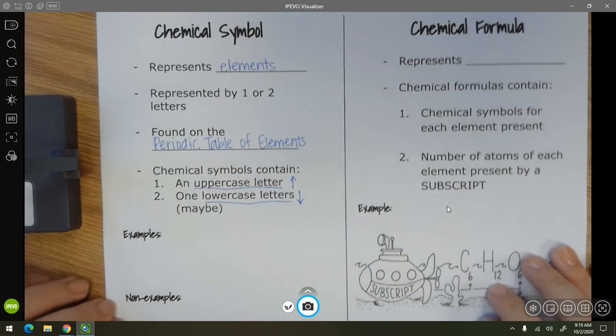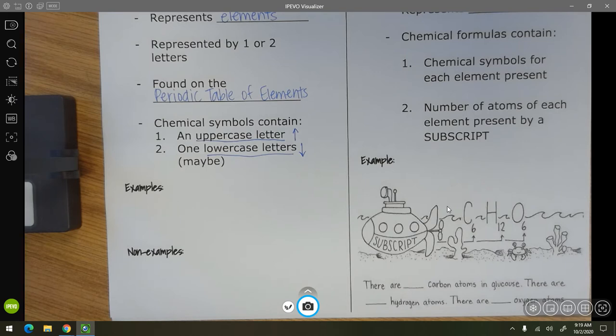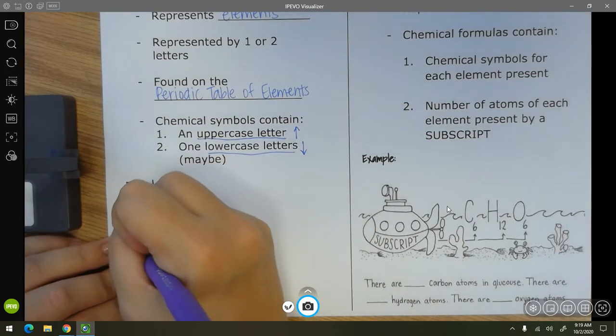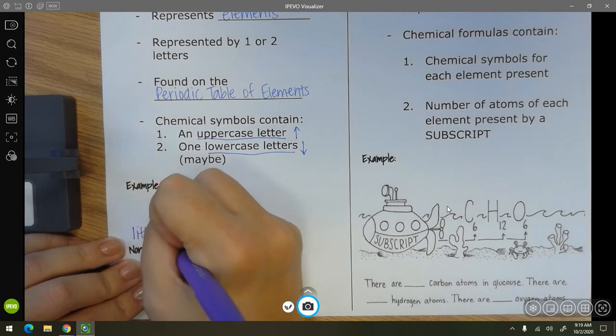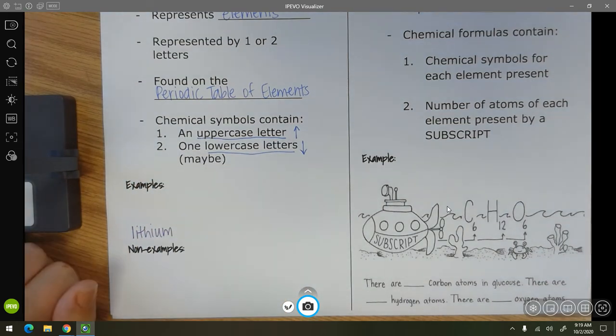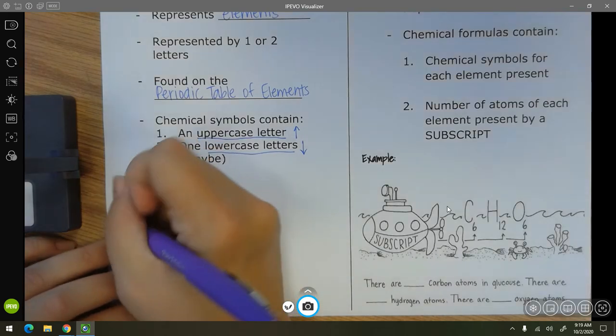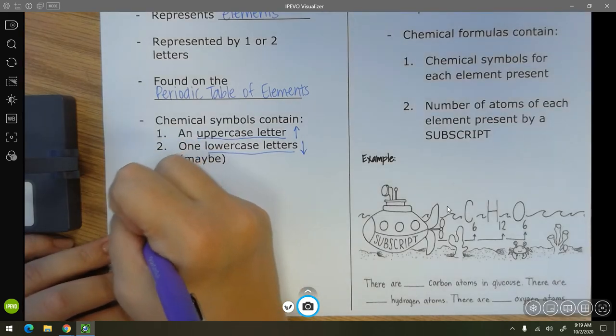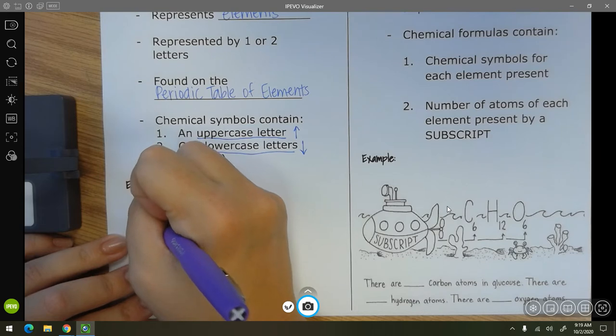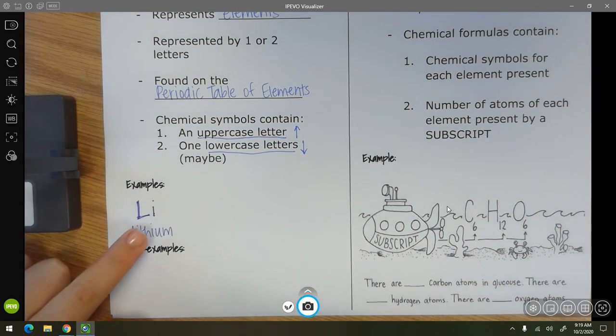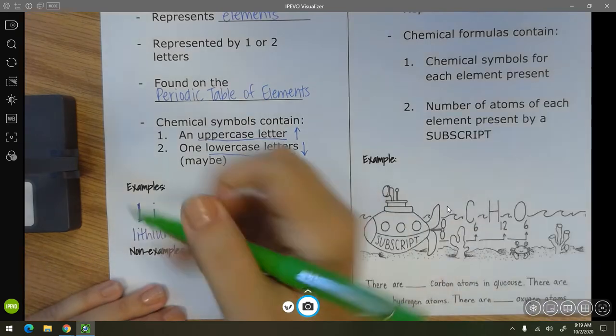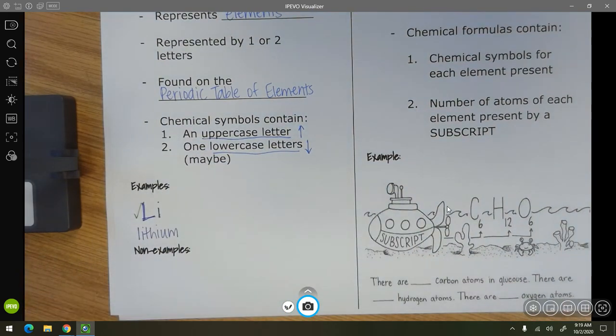Okay, so let's talk about some examples. So my first example is going to be lithium. This is a metal that's found on the left-hand side of the periodic table if you're looking for it. And its chemical symbol is big L, little i. Okay, notice I made it a big L and a little i. So that is the correct way to write it. I'm going to put a little check mark next to it.